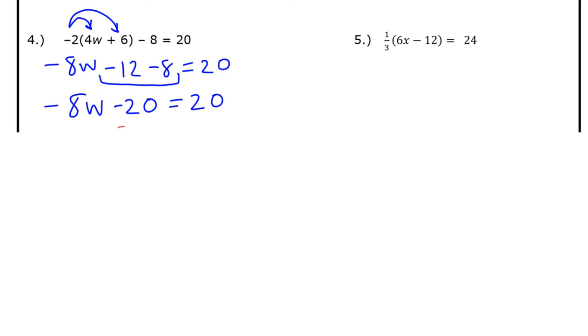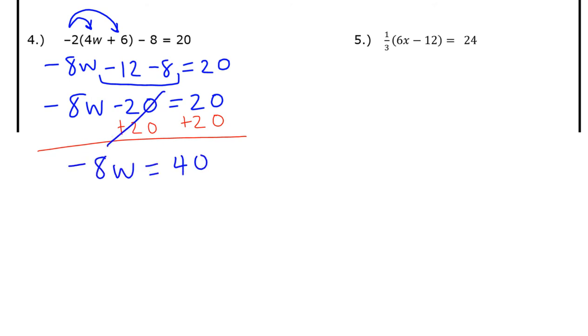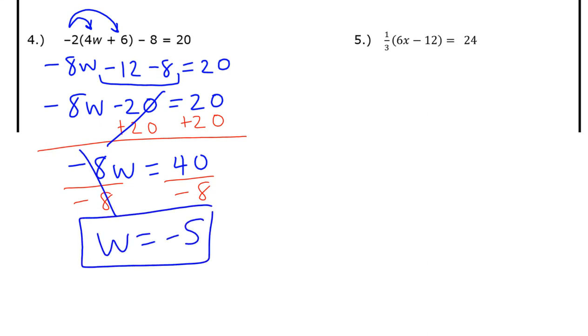Now I'm going to add 20 to both sides, and then I'm going to cross off my inverses, and then I'm going to finish with the multiplicative inverse. W is equal to negative 5.